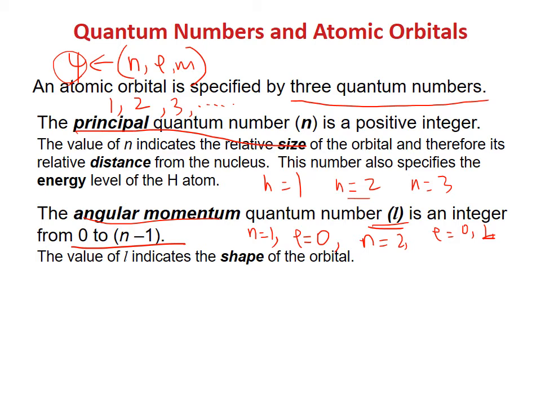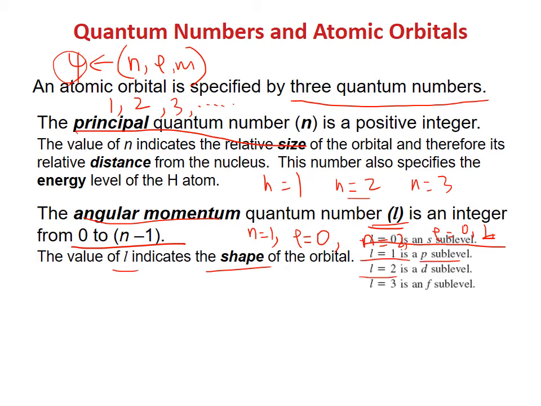l also indicates the shape of the orbital. In chemistry, we have a name for each of these l. For example, when l equals 0, we call it an s orbital. When l equals 1, we call it a p orbital. When l equals 2, we call it a d orbital. And when l equals 3, we call it an f orbital.